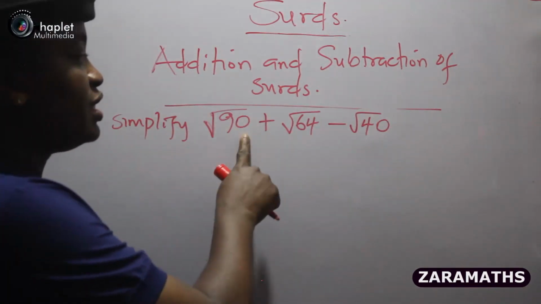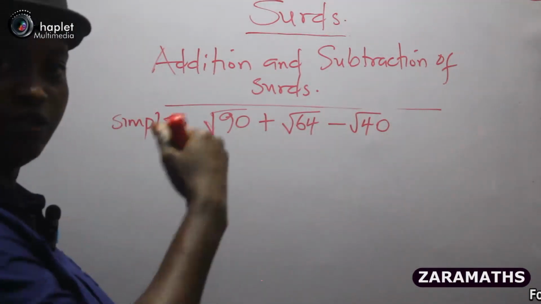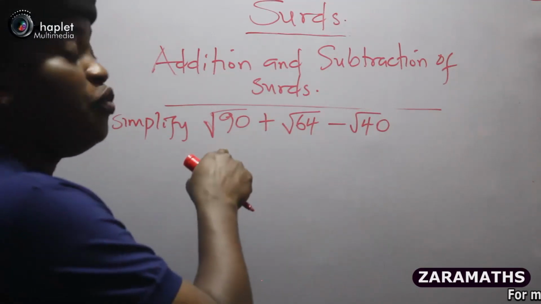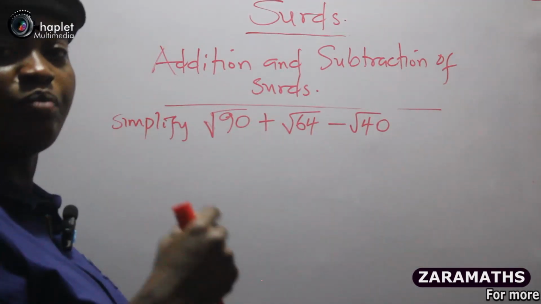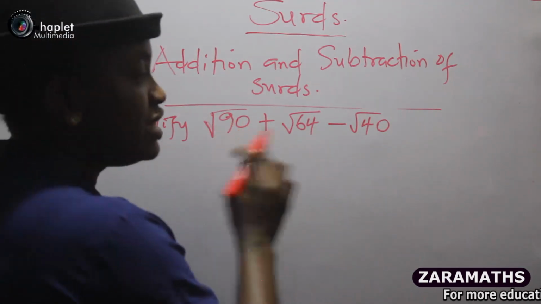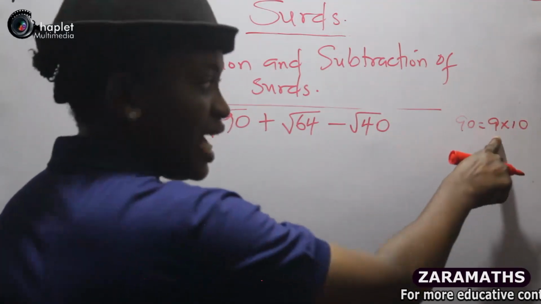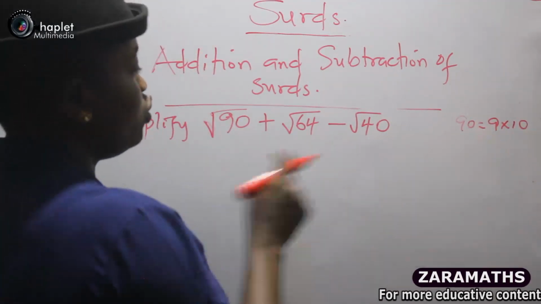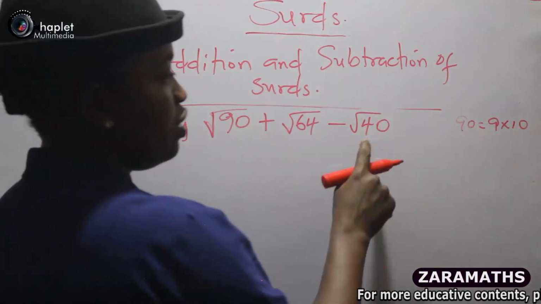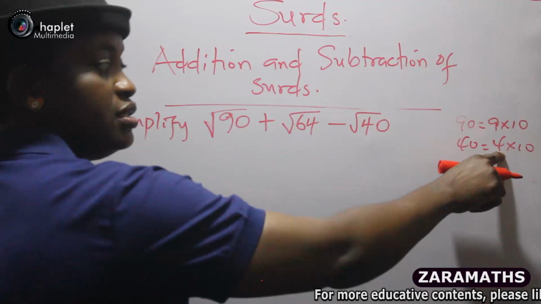Simplify root 90 plus root 64 minus root 40. In this case, like we have been doing earlier, you find the number that is a perfect square such that you will be multiplying it here. So 90 here is 9 times 10, because 9 is a perfect square. 40 here will be 4 times 10. 4 is a perfect square.